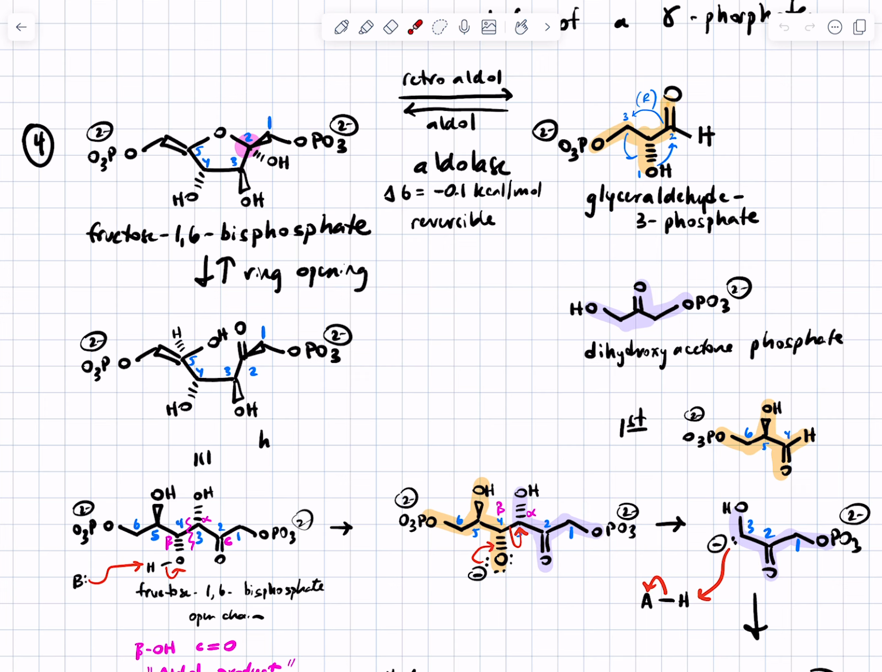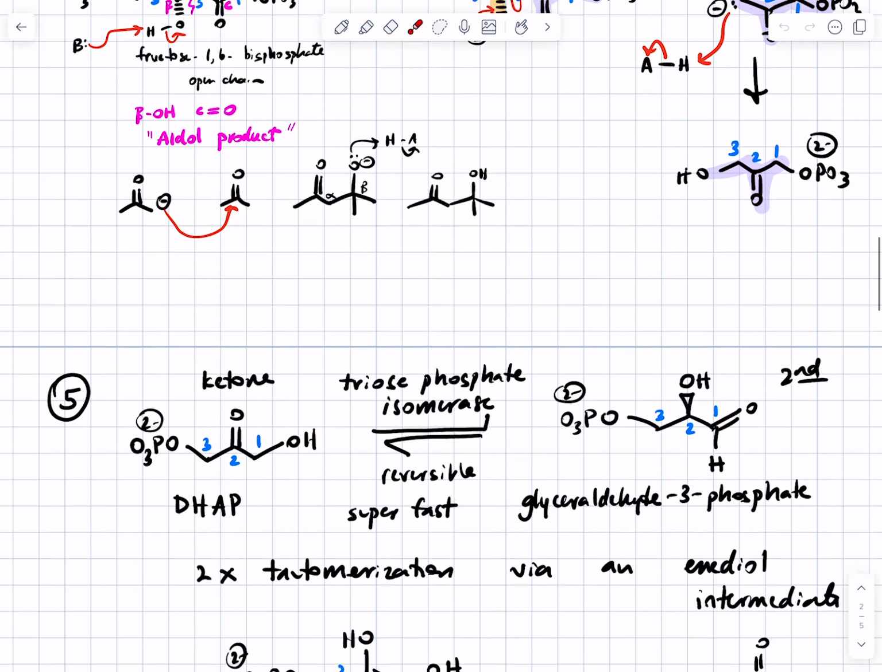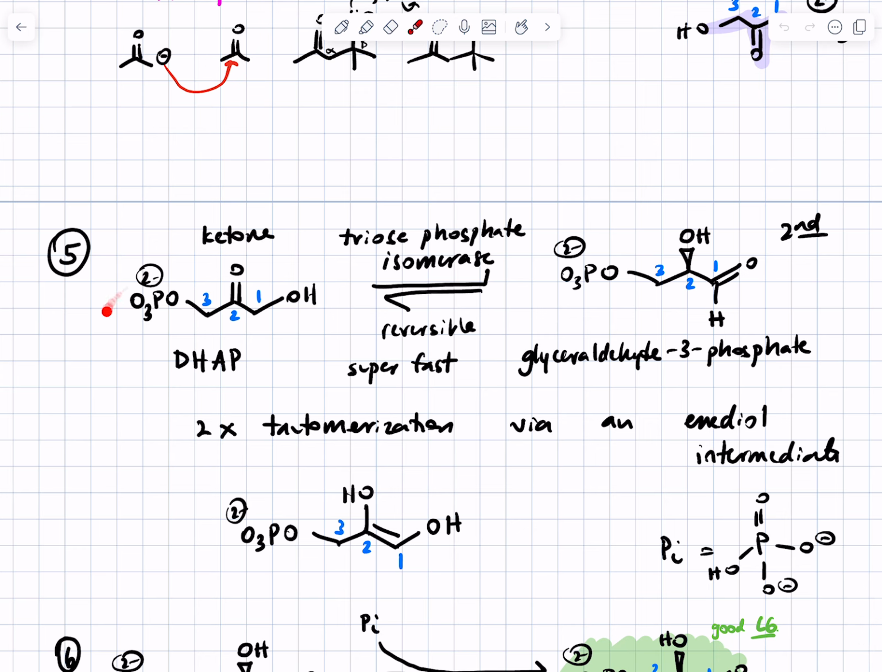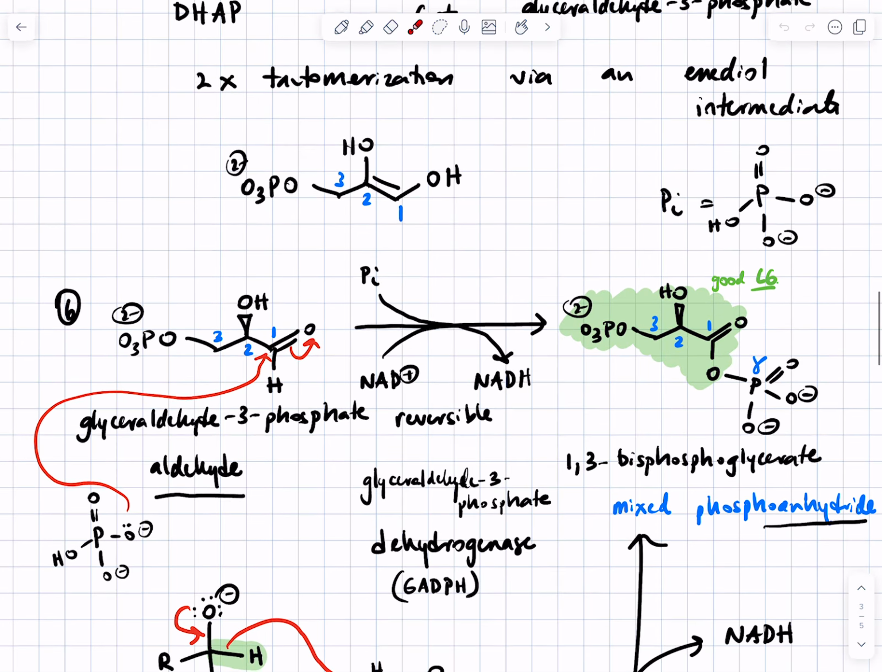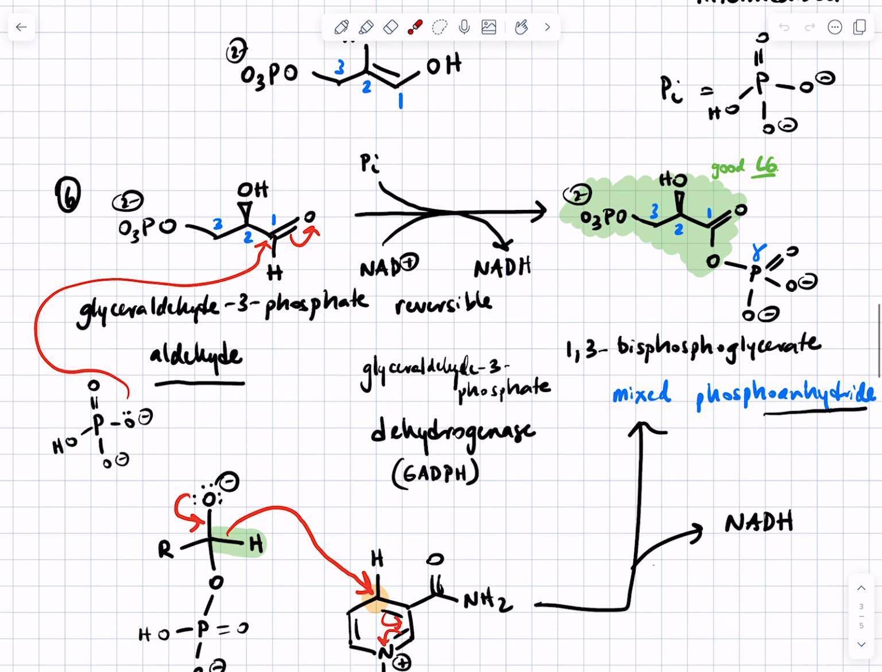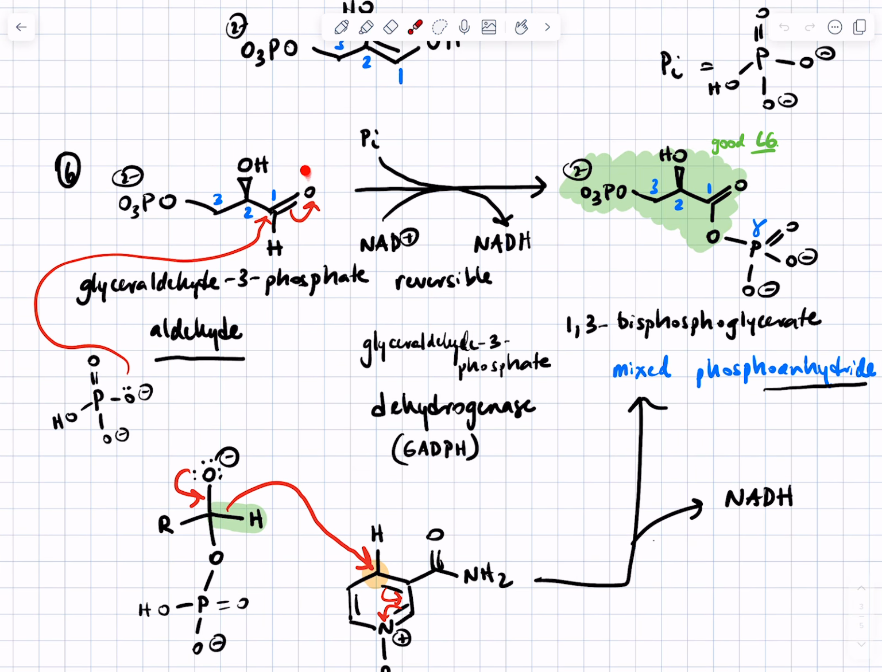And one of these is an aldehyde. That's really important because aldehydes are highly reactive. They're at the top of our list of reactive carbonyl compounds. In the next step, dihydroxyacetone phosphate gets converted to glyceraldehyde through an enediol intermediate, same way that we converted glucose 6-phosphate into fructose 6-phosphate. And then we have this interesting step where an aldehyde gets converted to a mixed phosphoanhydride.